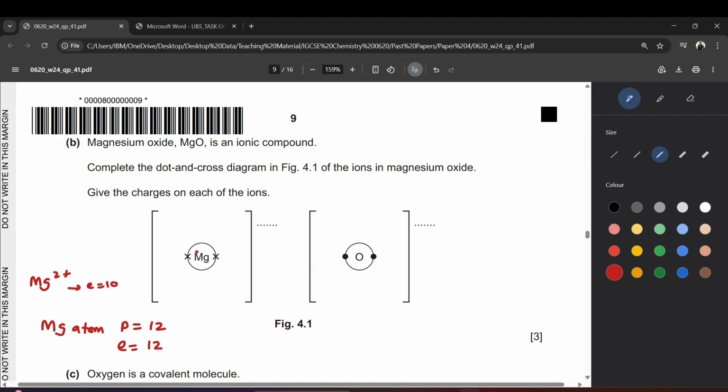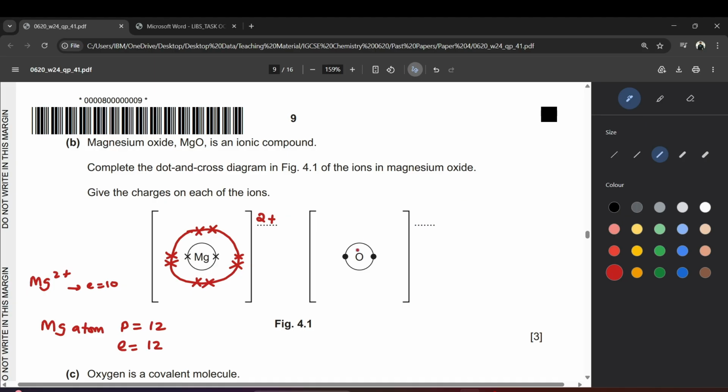Two of those electrons are already filled in. So now you just have to make one more shell, and fill 8 electrons into it. So this is the electronic structure, the diagram for the magnesium ion. Now the charge on it will be 2 positive.